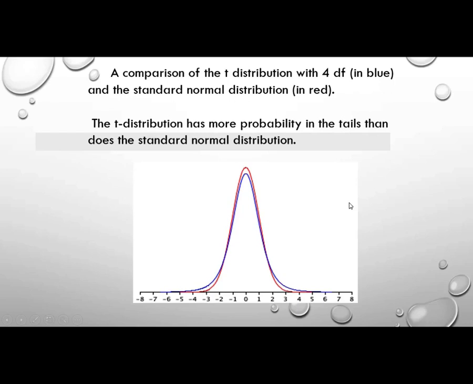So compare a t-distribution in blue with 4 degrees of freedom and the standard normal distribution in red. You can see that there's a little bit more probability in the tails for the df. See this? You've got a little bit more space here above the red line on both sides. But it's pretty close. And once you get to 30, and actually once you get to 120-ish sample size, it is exactly the same as the z-table, or the z-distribution, or a standard normal distribution.